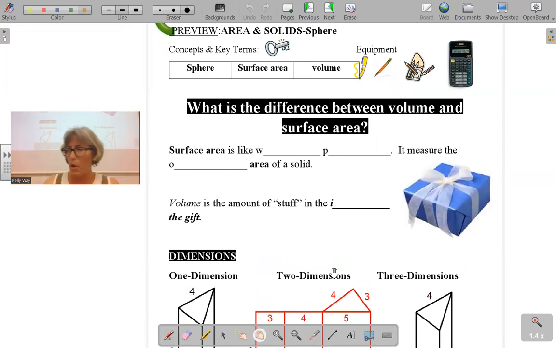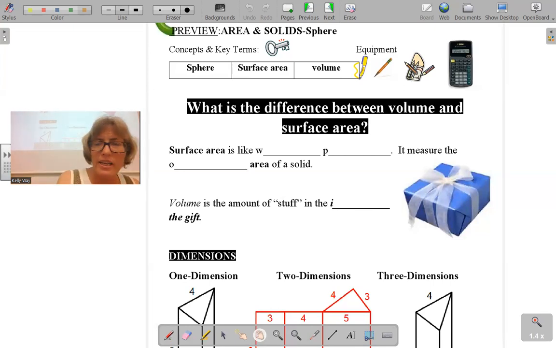Take a look at my tennis ball here. If I wanted to calculate the amount of felt on the outside of this tennis ball, that is what we call surface area. If I want to find the amount of space inside the tennis ball, that's volume.